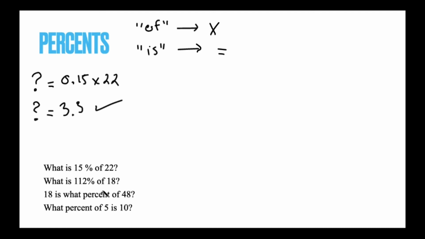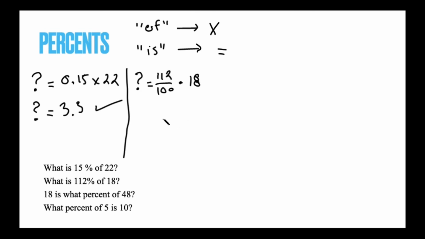What is 112% of 18? Well, maybe at this point I'm not quite comfortable translating percents into decimals, so I can use fractions as an intermediate step. And here's how that works. We'll set it up the same way. What is, so question mark equals 112%. If I wrote that as a fraction, any percent written as a fraction is just whatever it is over 100. So 112 over 100. That's 112% times 18.